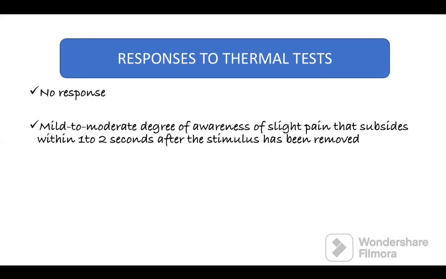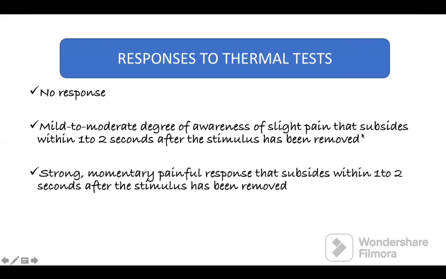The second response is a mild to moderate degree of awareness of slight pain that subsides within 1 to 2 seconds after the stimulus has been removed. This indicates a healthy state of the pulp. A normal pulp responds in this way.